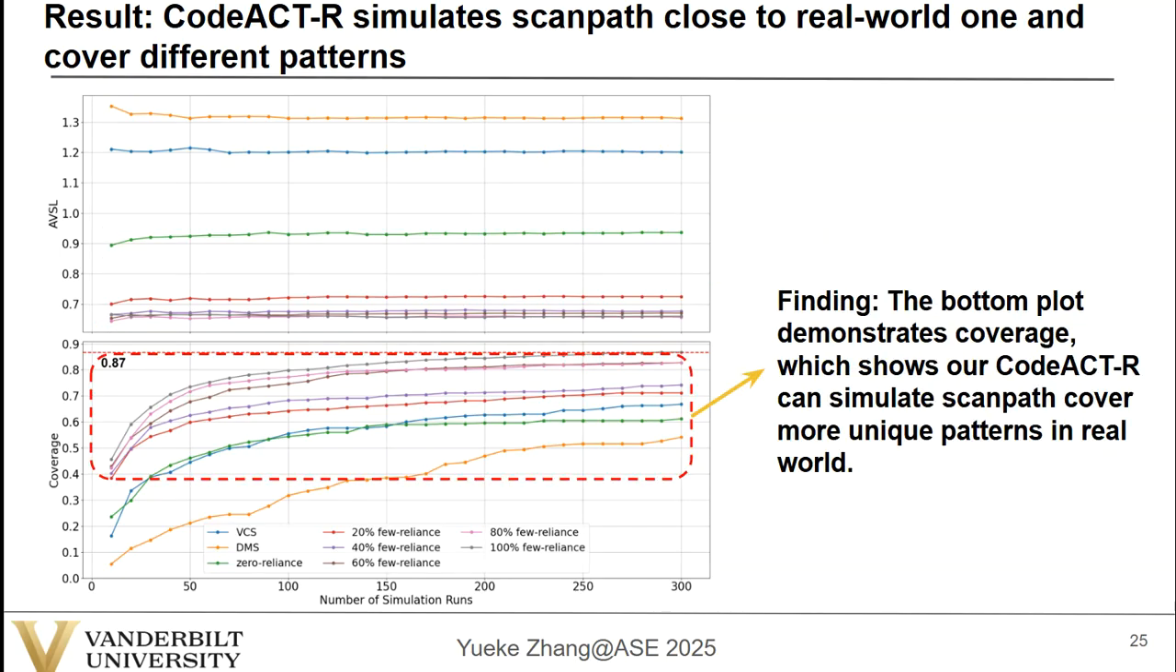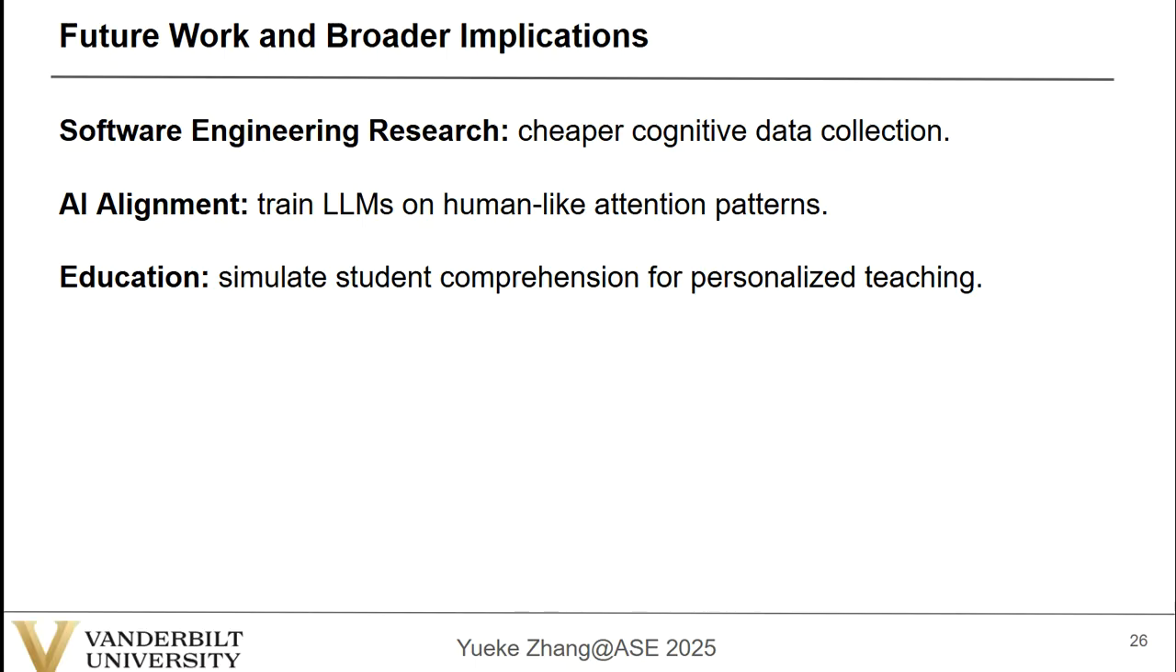For the bottom figure, the y-axis shows the percent of unique human patterns covered. We can see the coverage rises with more reliance, and at peak, it can cover up to 87% of real-world human attention patterns.